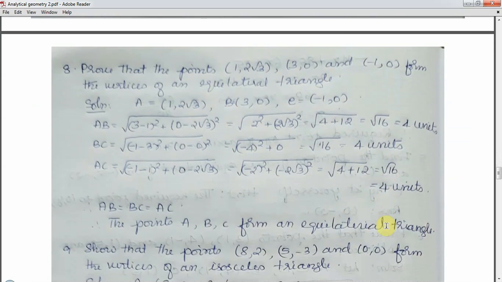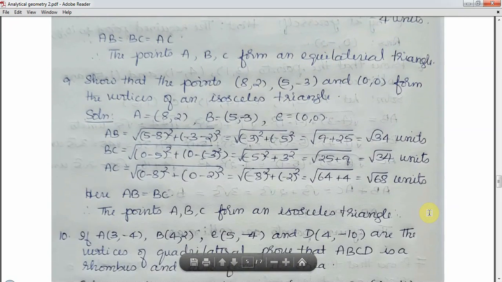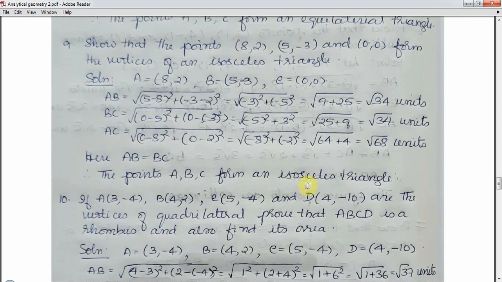Similarly, check this problem. Prove that these points form an equilateral triangle. ABC is given, AB, BC and AC are found out, and all the three are equal, so that they form an equilateral triangle.